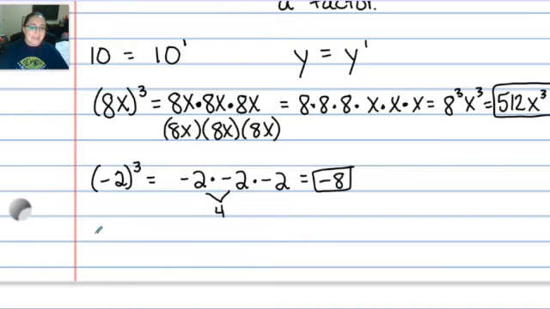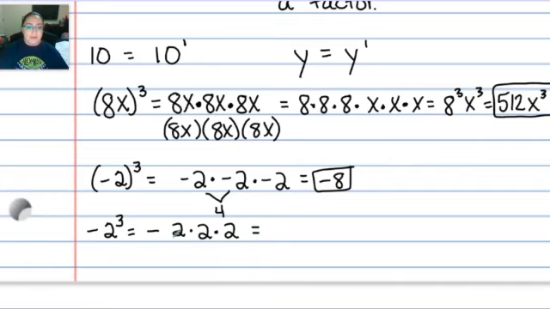But let's say you didn't have parentheses and it was -2 to the third power. Then that 3 doesn't belong to -2. The 3 belongs to just the 2. So you would bring the negative over one time, and then you would do 2 to the third power. So then it would be 2 times 2 times 2.